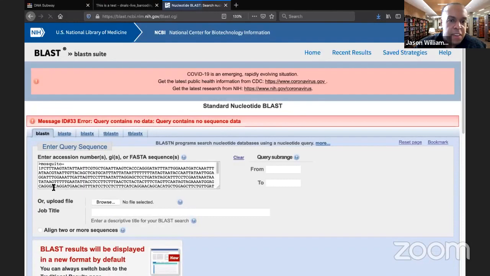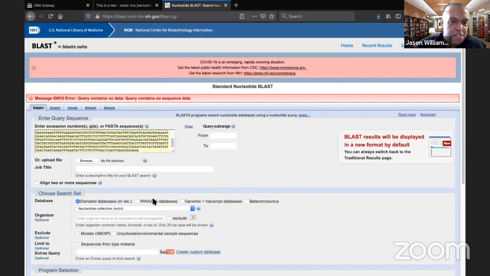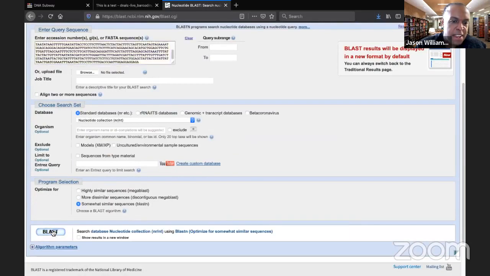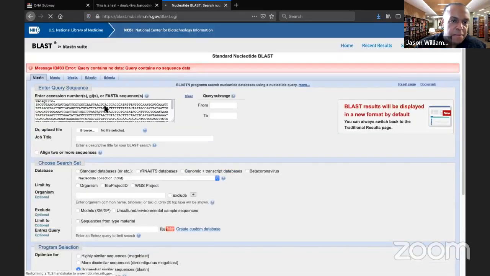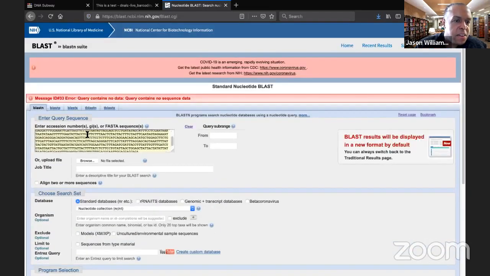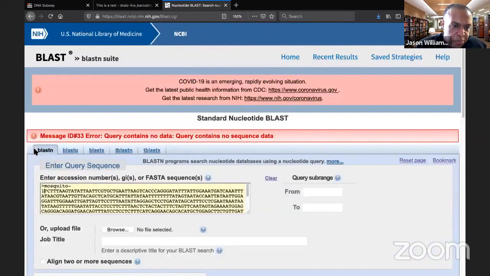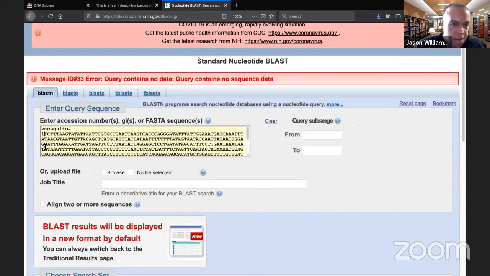So let's see. It said an error, which is not true. It says there's no data in my query sequence. Let me try that again. All right. I see there's something, looks like a copy and paste error. You see how, I'll fix the spreadsheet. There's a number 1 here that shouldn't be there. So if you're watching the video, don't do what I did.